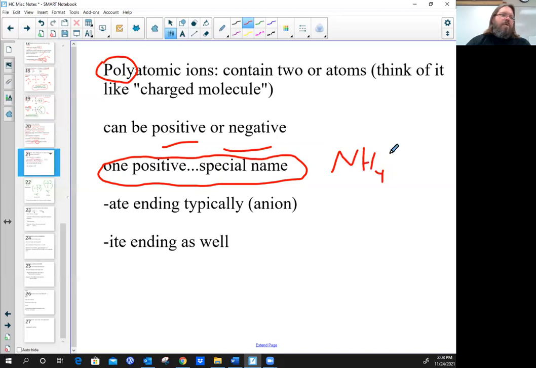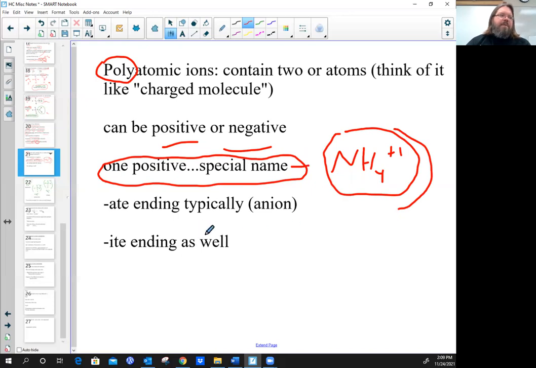NH4 +1. Okay. And as you look on your common ion sheet, you'll see the section that says selected polyatomic ions. The only positive one listed on there is the ammonium ion. So this is the one that you've got to look out for a little bit. And again, I'll share with you why that is in a second. But nonetheless, it has its own special name.